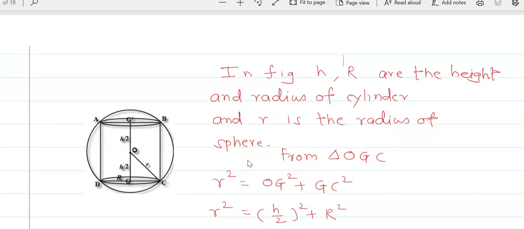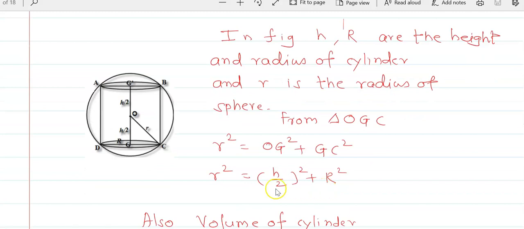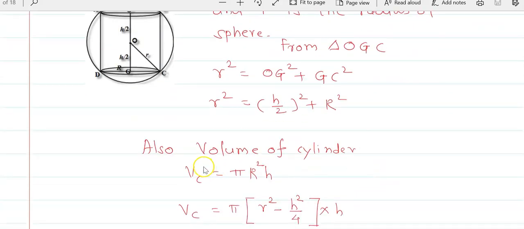Therefore, from the triangle OGC, r square is equal to OG square plus GC square. Therefore, r square is equal to (h upon 2) whole square plus R square. Also, the volume of the cylinder, which I have written here as V suffix C, is equal to pi R square into h.